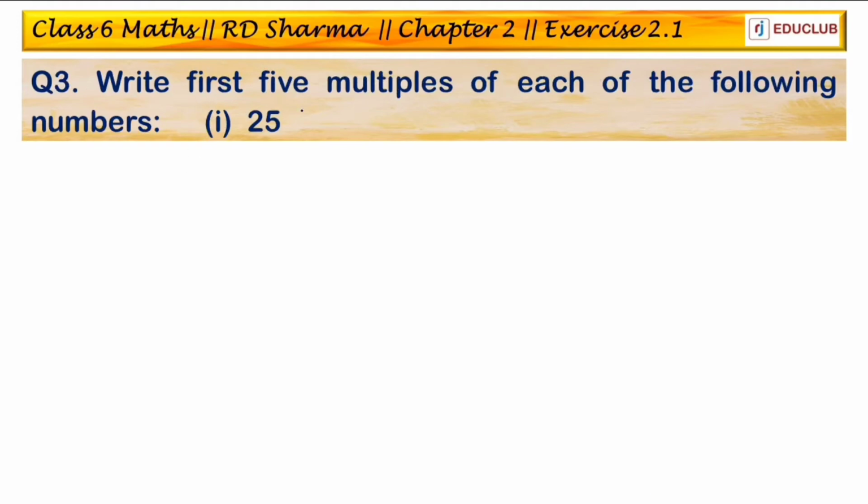Next, write the first 5 multiples of each of the following numbers. Multiples we know: any number multiplied by any natural number gives the multiples. Now 25 is there, so we will multiply. It is written first 5. Natural numbers start from 1, 2, 3, 4, 5, 6 and so on. First 5 multiples means we multiply with the first 5 natural numbers.